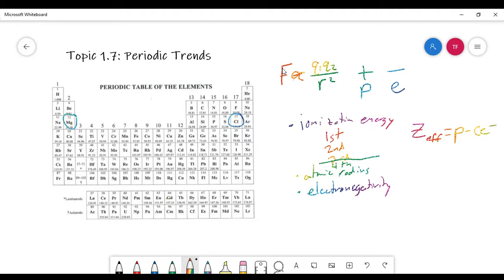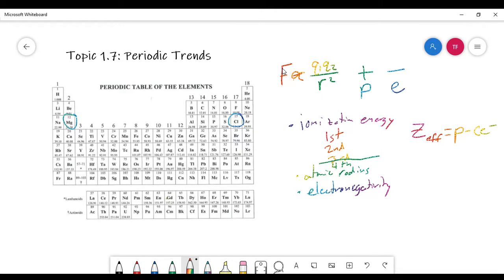Which one of these will have the larger atomic radius? Well, magnesium will have the larger atomic radius because it has a lower effective charge and so less pull on the valence electrons, which means that they can be farther away from the nucleus. And last but not least, magnesium or chlorine, which one will have the higher electronegativity? And chlorine is the answer for that one, because electronegativity has to do with attraction for electrons. So higher effective charge on chlorine means there's a stronger attraction for adding an extra electron to its valence shell.